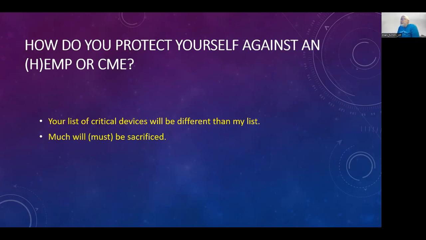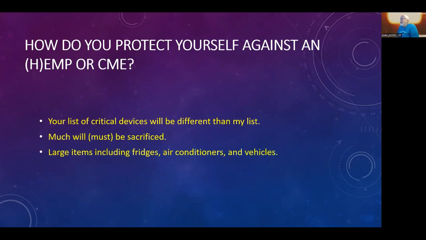Much of the equipment not on the survival critical list will be sacrificed, and this includes large items like refrigerators, freezers, furnaces, room heaters, fireplaces, air conditioners, ceiling fans, large TVs. I think you get the idea. Anything that is using the electrical grid could be destroyed, and quite possibly vehicles. Older vehicles, not so much. Newer vehicles, I'm going to pick on Tesla. The Tesla vehicles, all electric, all they will be is just a brick in the road.